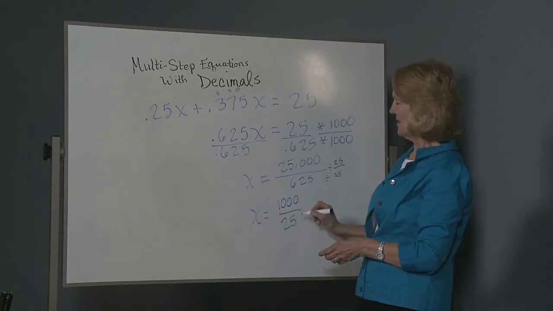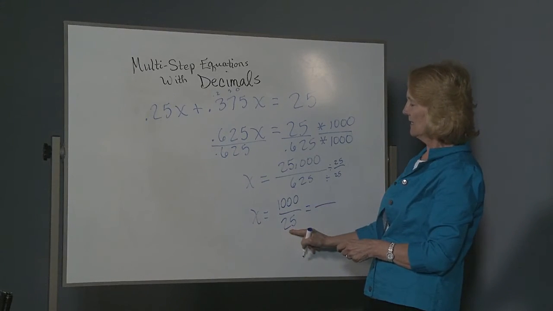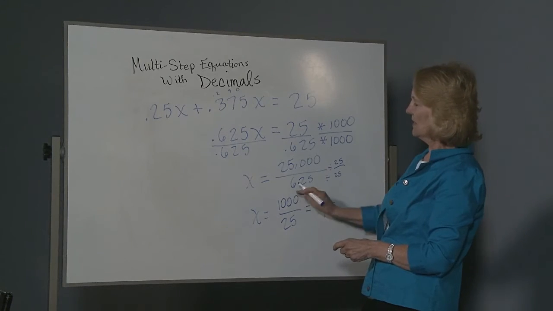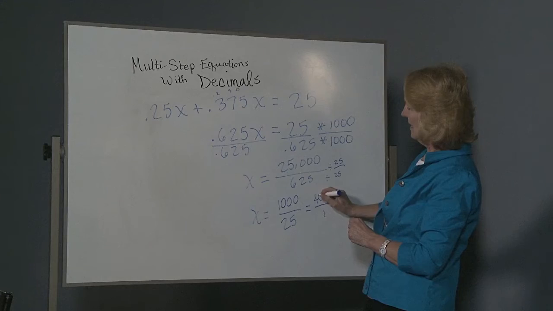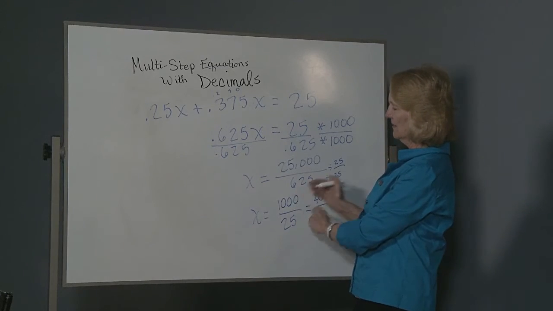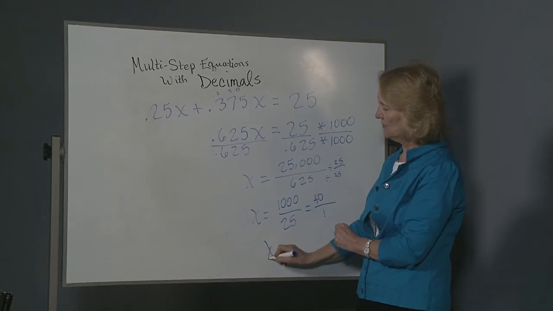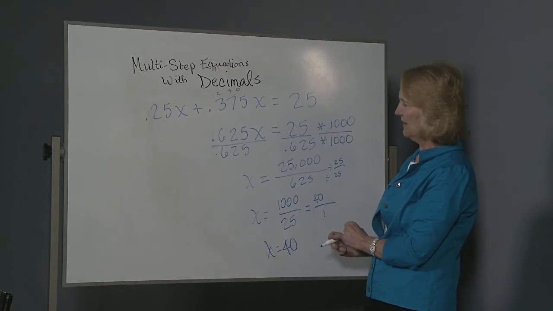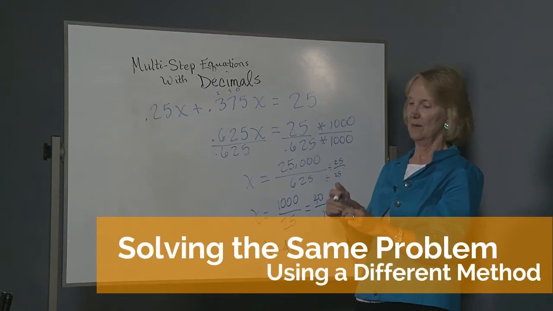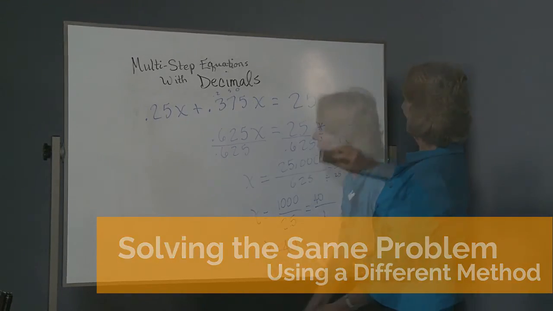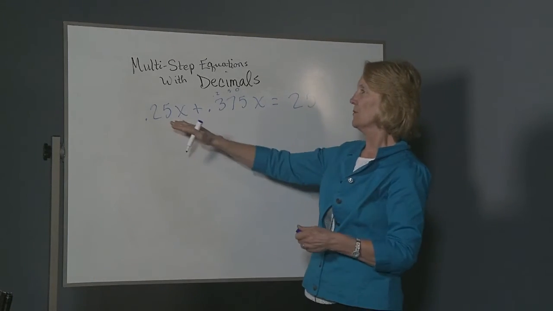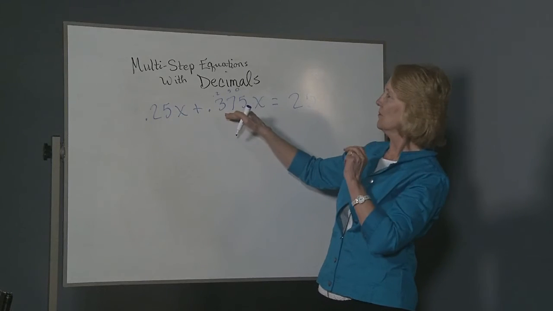Whew. Okay, now 25 will go into itself once. 25 goes into 100 4 times, and then you put that 0 back on. Okay, so 40 over 1, so x equals 40. Let's do the same problem, but I'm going to show you a nicer way to handle it. Easier yet. And you have this situation where you have 2 digits plus a 3 digit.